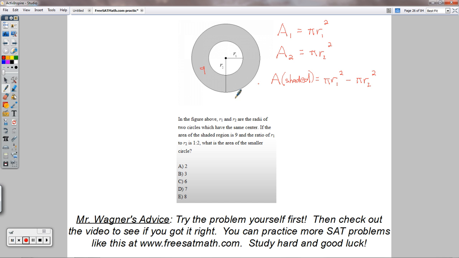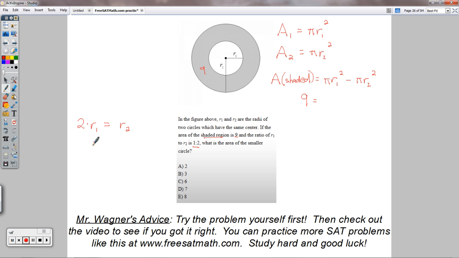But we knew some information here. We were given that the area of the shaded region is 9, so I could replace the area of the shaded part with 9. And I also know that it's a 1 to 2 ratio. That means R1 and R2 wouldn't equal each other, but R2 would be twice as big as R1. So I could say 2 times R1 equals R2.